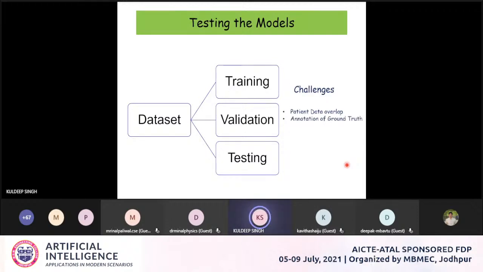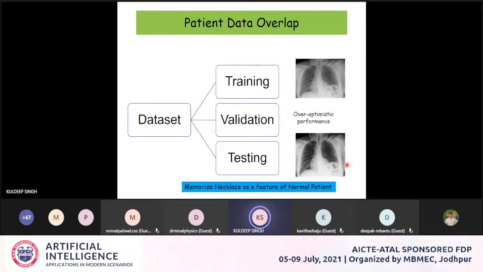What are the major challenges? The first one is patient data overlap. Second one is how do we annotate or label the ground truth images? How do we create this data set? So creation of a data set means along with the image, we should have the corresponding label as well. Whether this particular image belongs to a healthy control or the diseased case. Let's see how we solve these challenges.